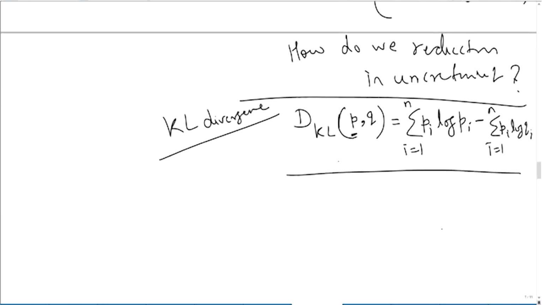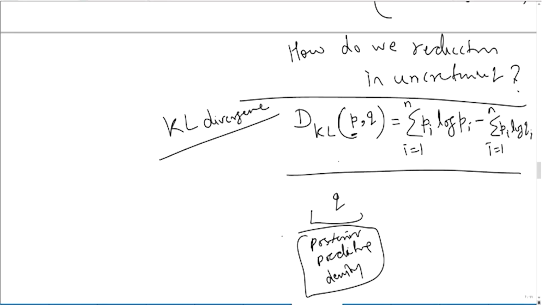Okay. But what are P and Q here? Okay. So, let us say Q is the posterior predictive distribution, or posterior predictive density function. Okay. So, Q is basically the distribution of your posterior predictions, and what is P? So, let us say P is the true distribution that underlies your data.